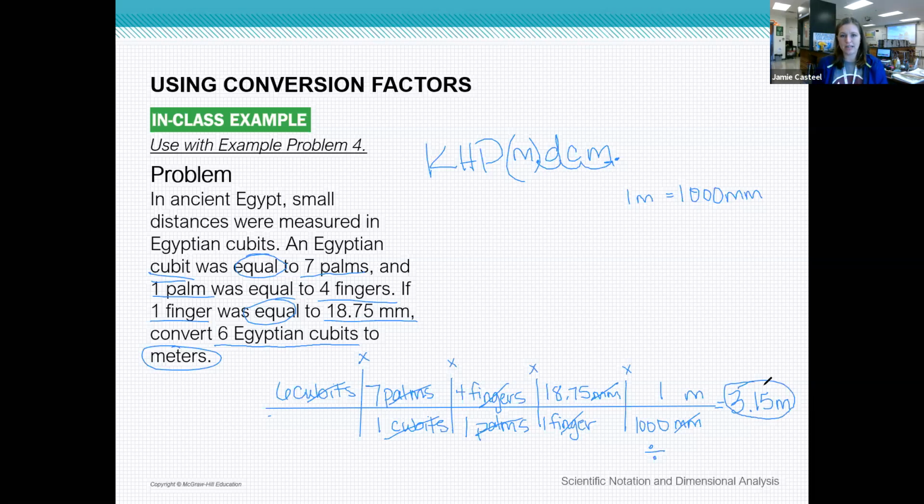Now, make sure you circle your answers when you're doing these. It's not always going to lay everything out for you. Some of the information you're going to have to figure out. But remember, must cancel, so the unit must show up again on the bottom. And whatever I know it's equal to goes on top. And then you just keep moving until you get to the unit you want, which is meters. Okay? Let's look at 21, please.